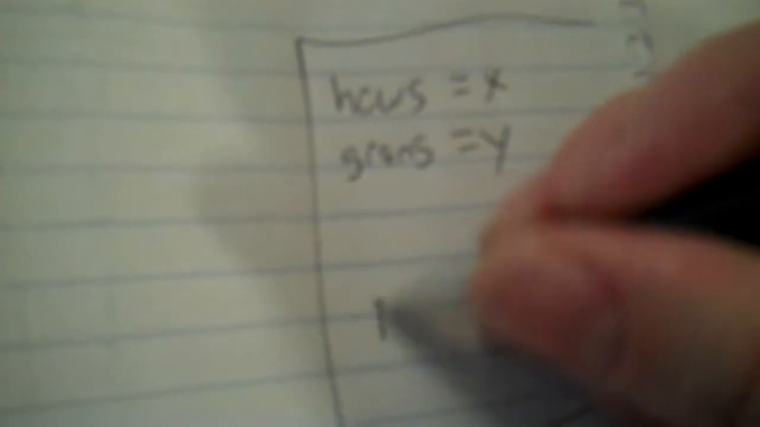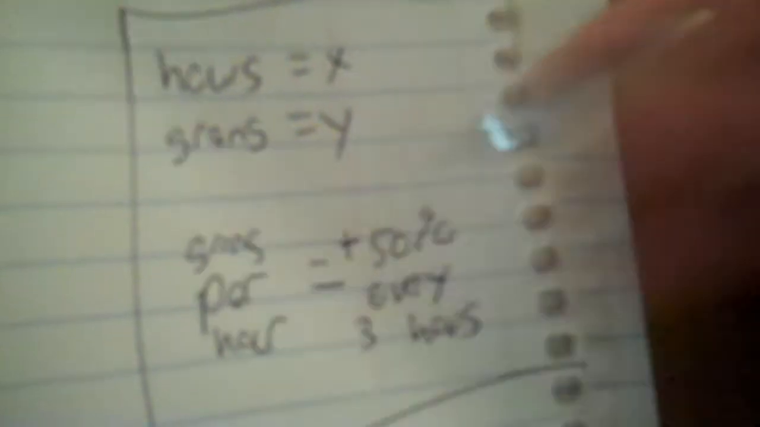Okay, so we have hours and grams. So X is hours, Y is grams. Then per, grams per hour. Now look up the rate of change, okay? The grams, it says 50% every 3 hours. So 50%, not every half hour, but every 3 hours, and it increases, so that's going to be a plus. So that's a growth again.